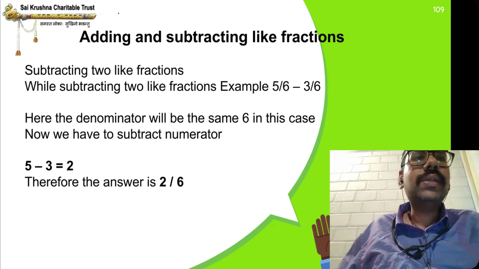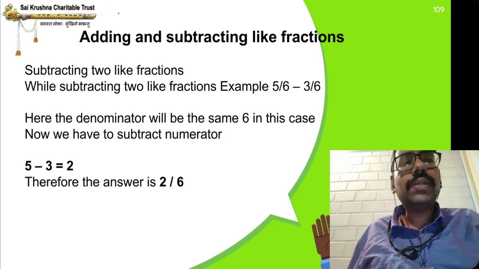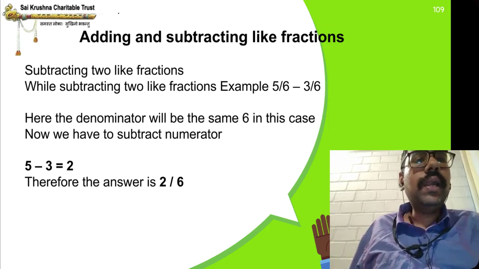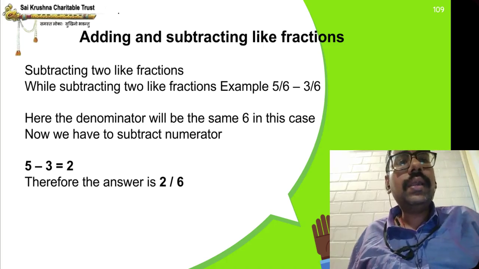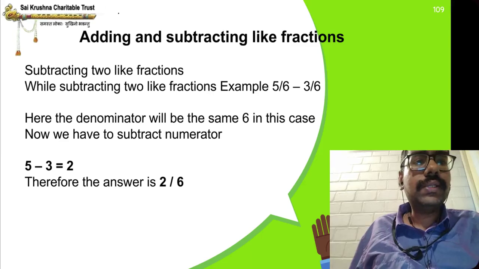What is an improper fraction? The numerator is greater than the denominator. That is an improper fraction. Example: 9 by 5. 9 is the numerator and 5 is the denominator. 9 is greater than 5. The numerator is greater than the denominator. Such fractions are called improper fractions, right?